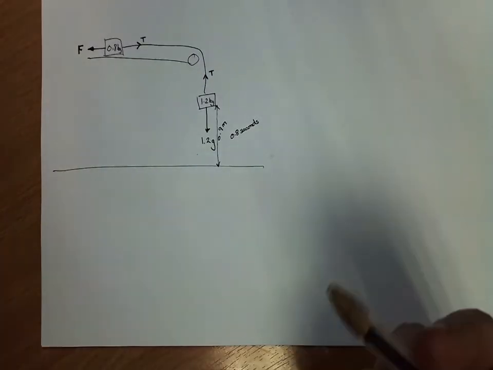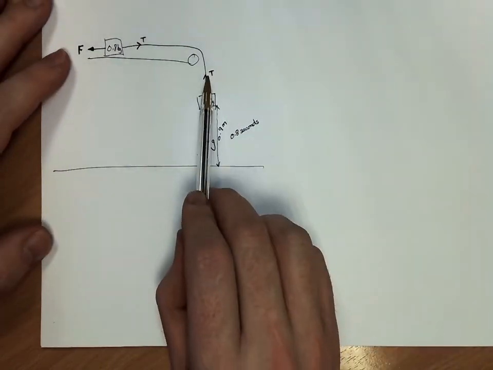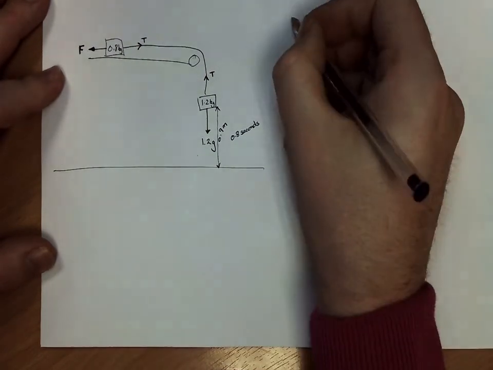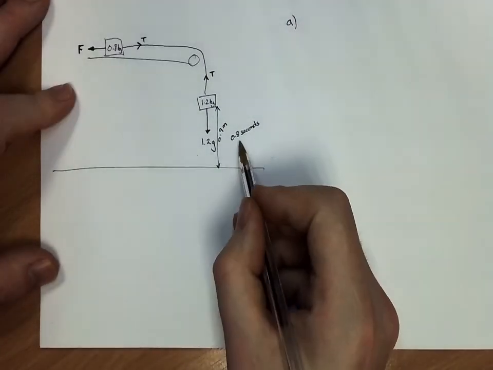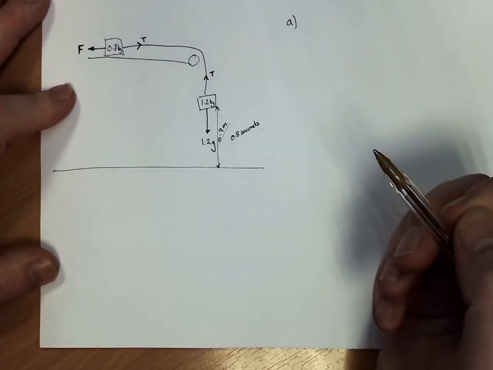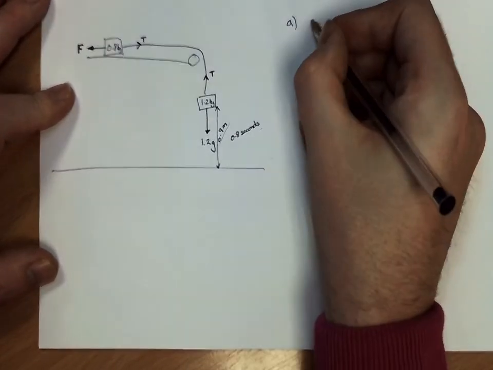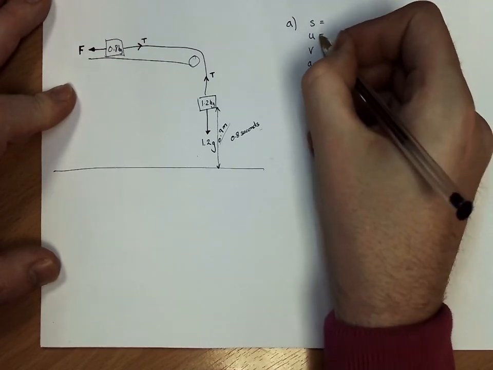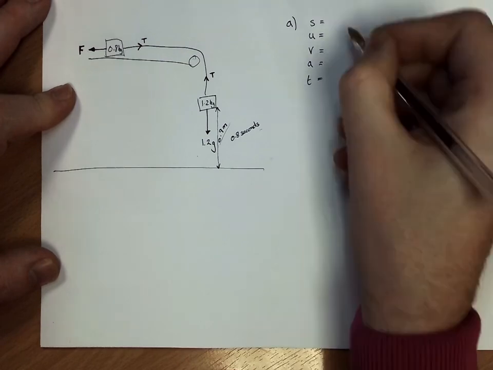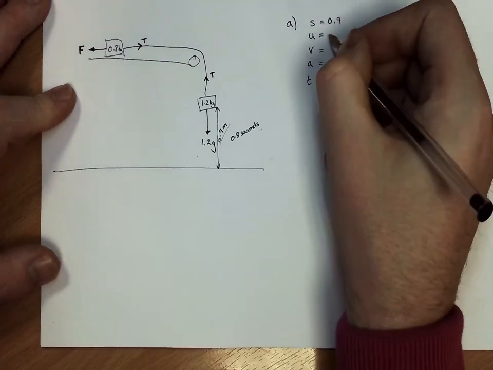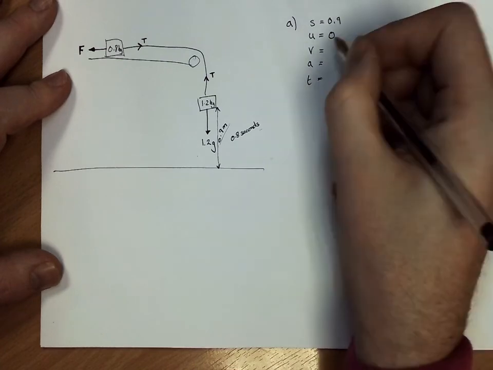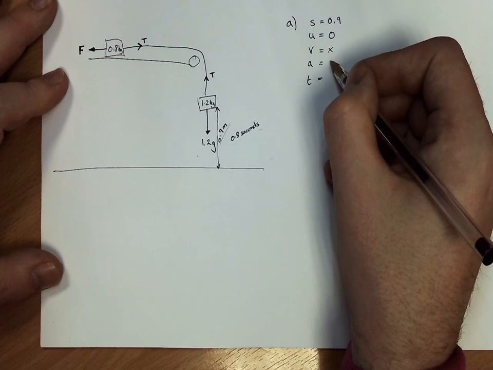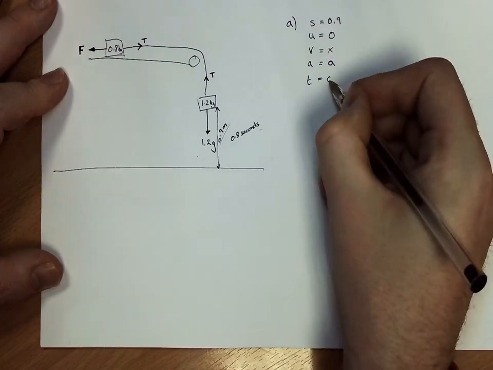From the picture we probably could have gathered that we have two unknowns, so they've actually been quite helpful by telling you to work out the acceleration. I'm given a time and a distance, so SUVAT springs to mind. I'm trying to work out acceleration. The displacement is 0.9. The starting velocity is 0. I don't know the final velocity. Acceleration is unknown, that's what we're trying to find, but I do know the time, which is 0.8.